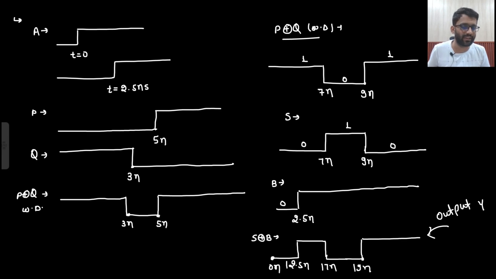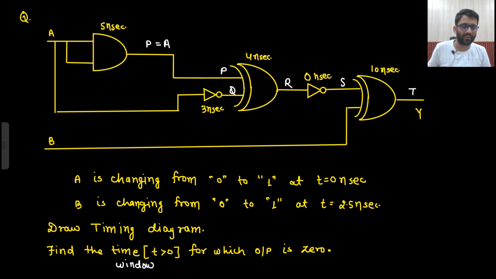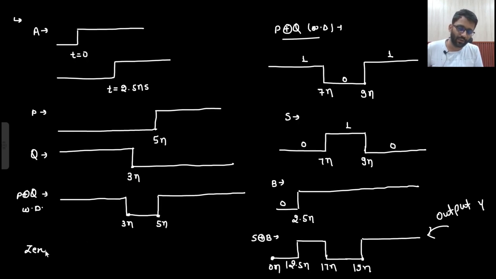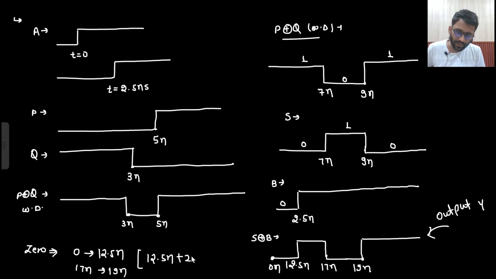Now for how much time it is 0? Find the time for which it is 0. It is 0 for 0 to 12.5 nanosecond and 17 nanosecond to 19 nanosecond, which implies 12.5 nano plus 2 nano, that is equal to 14.5 nanosecond. So for this much of time it is equal to 0. That's it. So this is the concept of timing diagram. This is how you draw the timing diagram. So in GATE examination, if these kind of questions come, you will be able to draw the timing diagram and then tell the final answer.